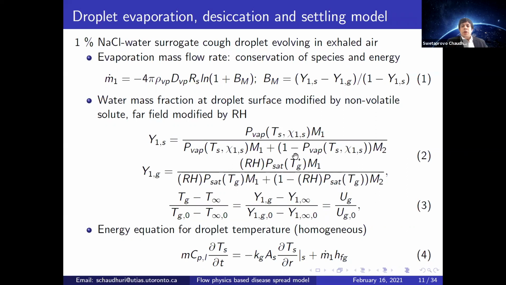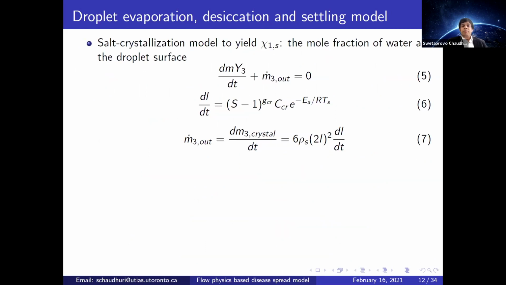Okay, Raoult's law yields this mass fraction of water on the surface, which is also a function of the mass fraction of salt on the surface. We get the mass fraction of water in the near field gas, and we can put this in, and we can find the evaporation rate of water from the droplet. Now, the mass fraction of the water is basically 1 minus the mass fraction of the salt.